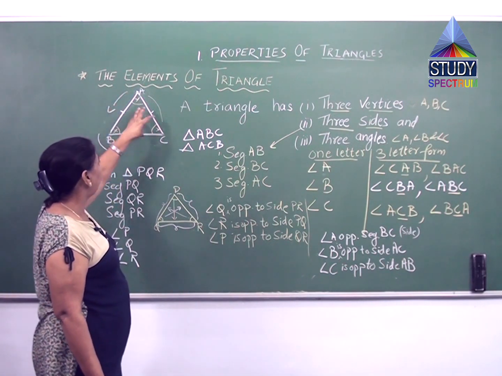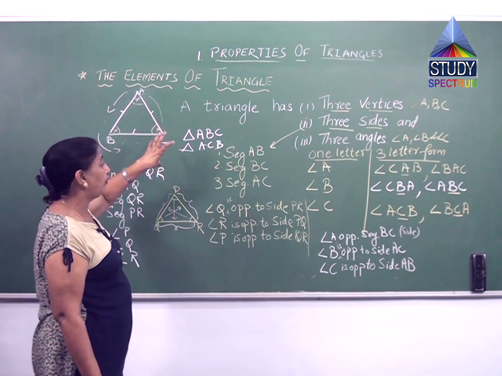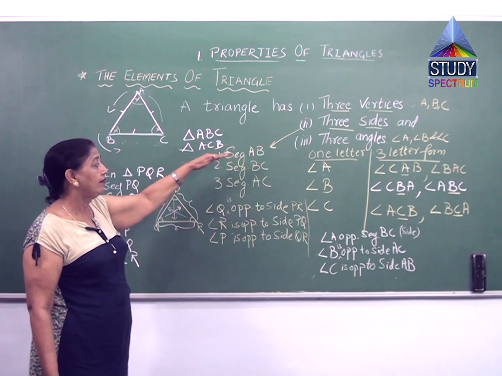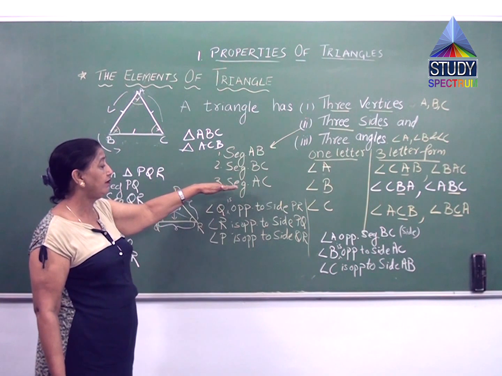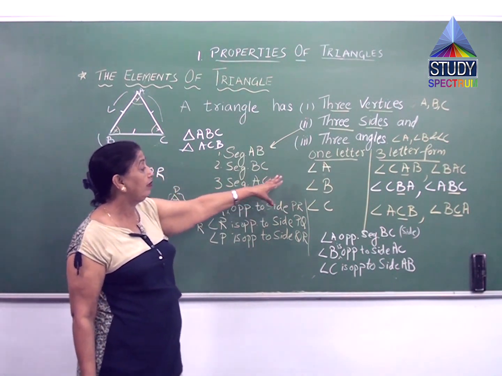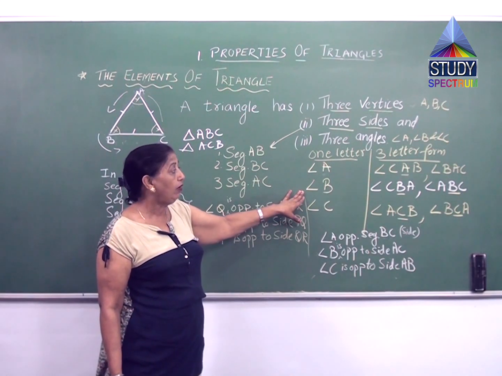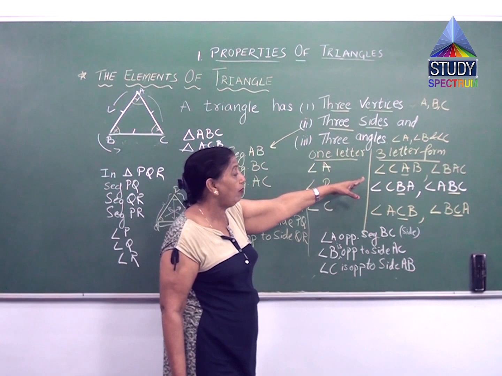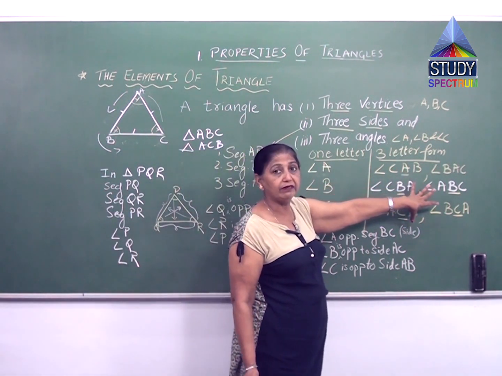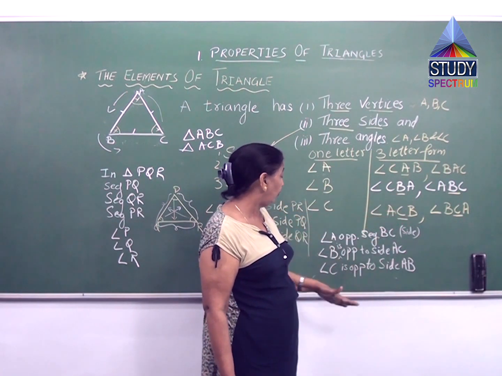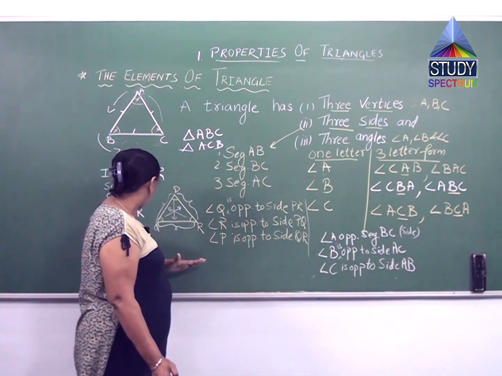So there are three angles, three sides, and you can name the side by segment AB or side AB, segment BC or side BC, segment AC or side AC. And the angles can be written in one-letter form or in three-letter form. And in three-letter form you can observe that there are two ways, either you can go clockwise or anti-clockwise. Now it's clear with this.